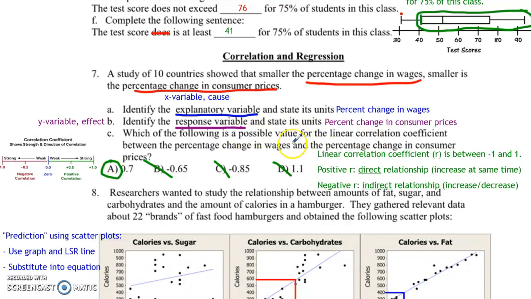Which of the following is a possible value for a correlation coefficient? Remember, that's R. R is between -1 and 1. I gave a helpful Googled image here for what happens with the correlation coefficient. If it's 0, that means the relationship is extremely weak.